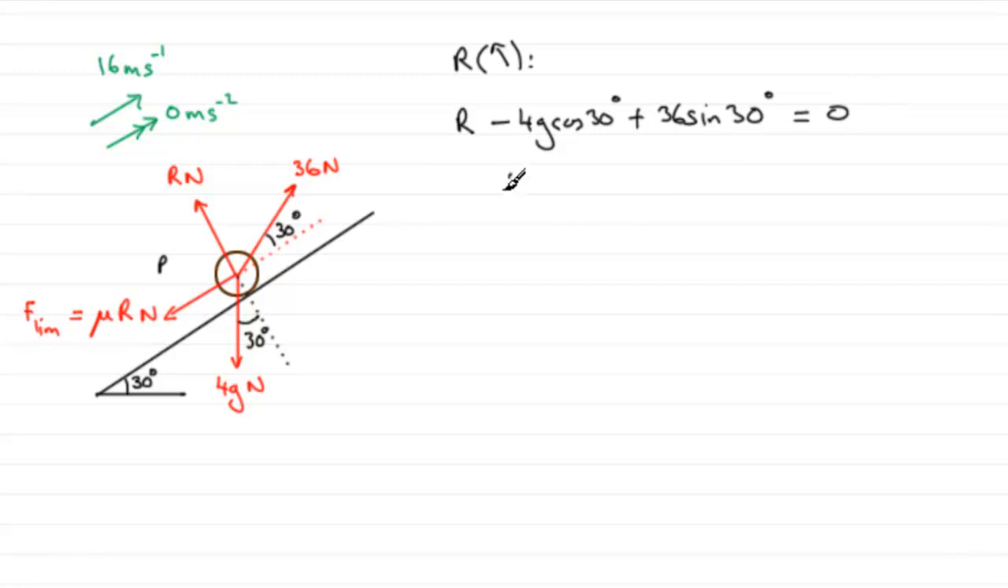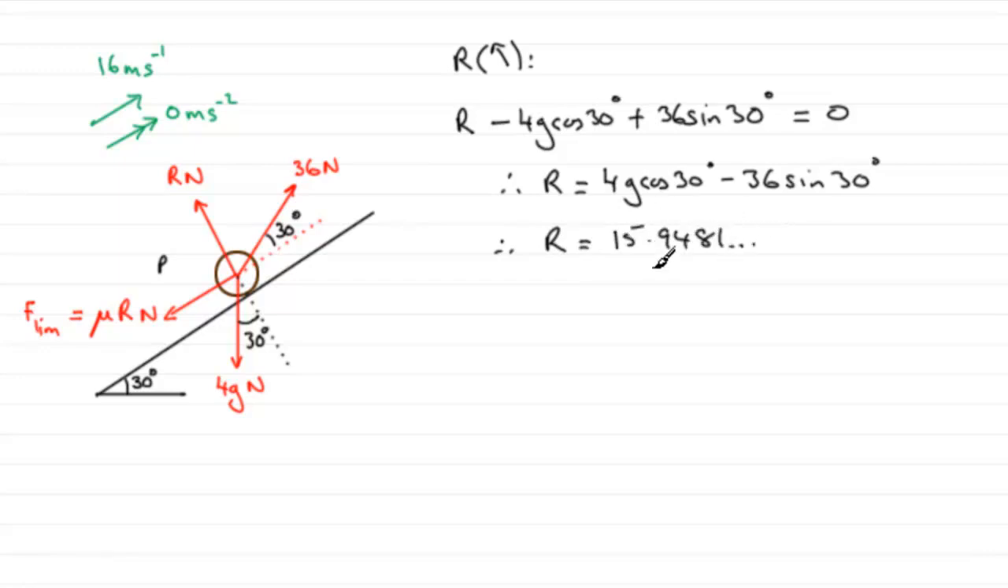So that resultant force will equal zero. It's just a question now of rearranging this for R. R will be equal to 4g cos 30 degrees minus 36 sine 30 degrees. Make sure your calculator is in degrees mode and just work this out. If you do, you should find that you get 15.9481 and so on. If we round this to three significant figures, it's 15.9 newtons to 3 SF, or you could say to one decimal place. So that gets us our normal reaction between P and the plane.